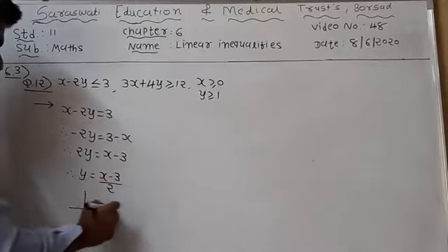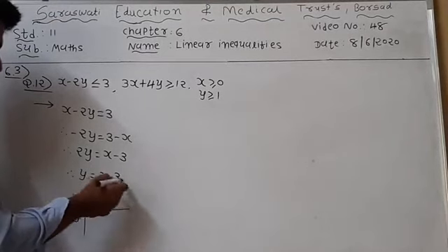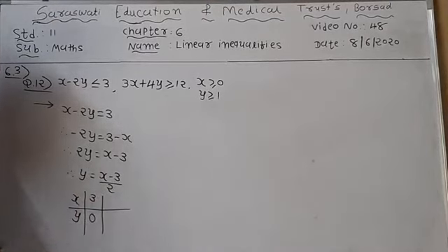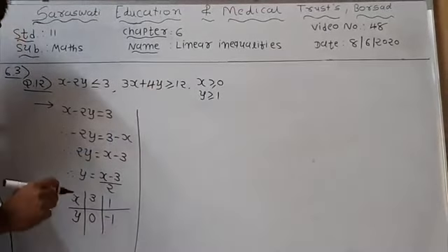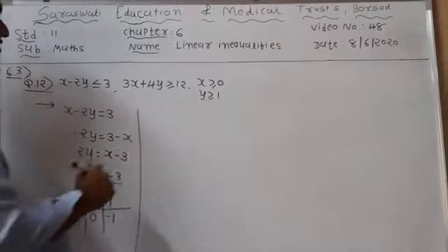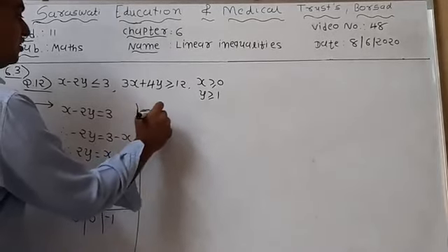Now write x and y. In place of x write 3, 3 minus 3, that means 0. Now in place of x, suppose we consider 1, so 1 minus 3, that means minus 2 divided by 2, that means minus 1.